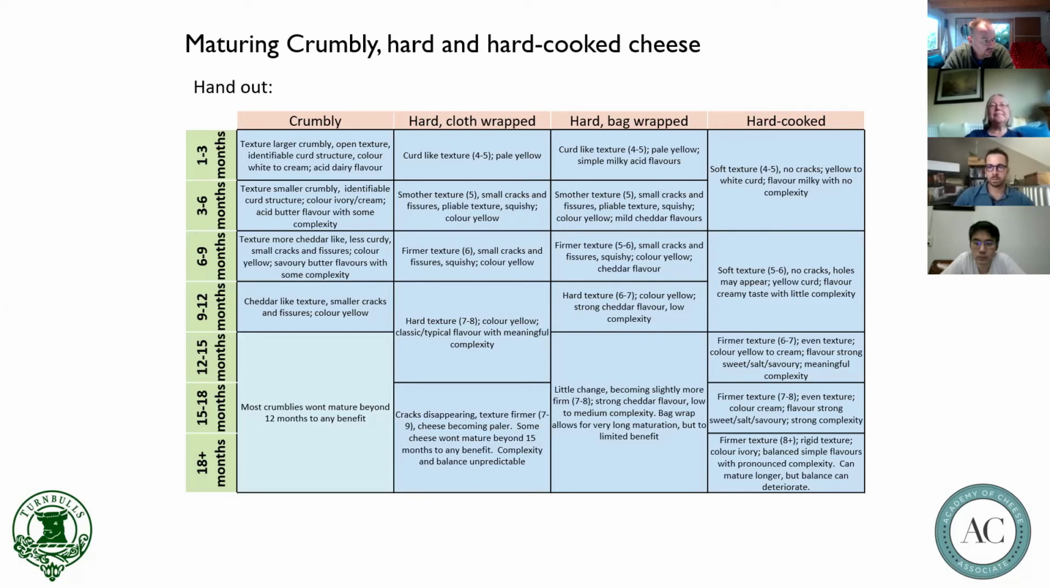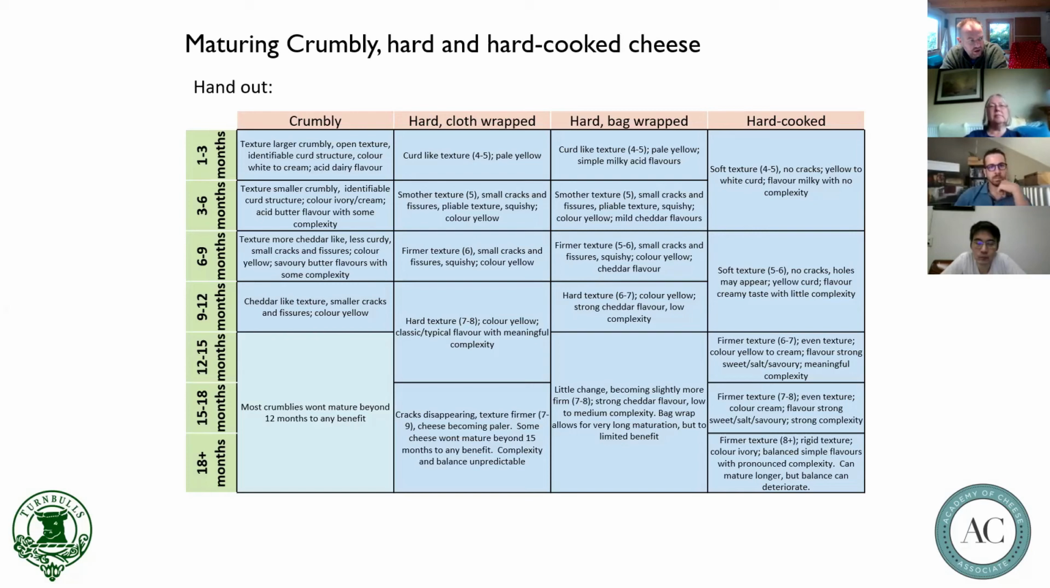So with a crumbly, at a young age, we're looking at a paler, whiter texture, more moisture around the curds. Curds are quite distinguishable from each other. I often think of it as a feta-like texture. But after 9 to 12 months, we have moved to a darker yellow. The curd structure has broken down. Suddenly it's become more cheddar-like, sort of smoother, still distinguishable cracks, but you don't have that feta-like distinguishable round curd bubble thing. The flavors will move from acidic and to a degree sweeter to more savory and smoother.